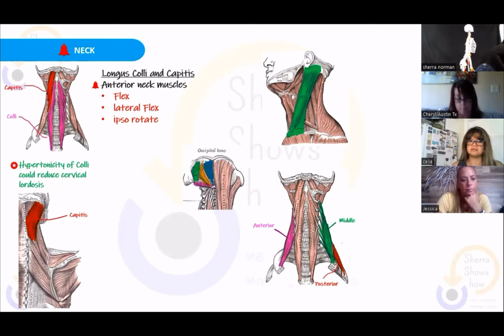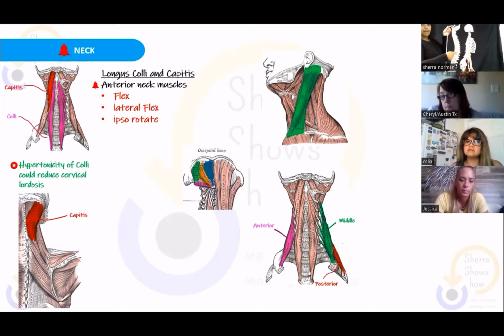It makes an S. Let's also look here. This is a little bit more exaggerated. So lordotic, kyphotic, lordotic again. You have a cervical lordotic curve, okay?